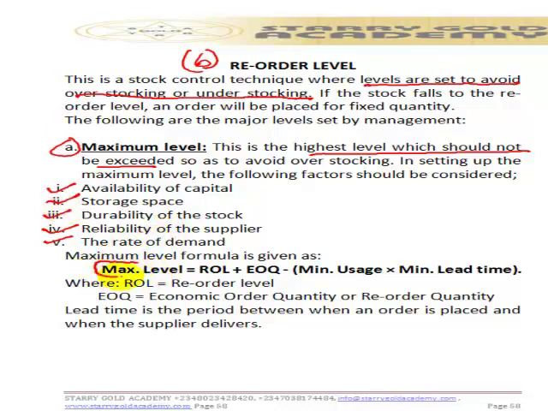The formula for the maximum level is given as the reorder level plus EOQ minus minimum usage times minimum lead time. ROL reorder level, EOQ. Lead time is the period between when an order is placed and when the supplier delivers. So the difference between the period you will make an order and the period delivery will be made.